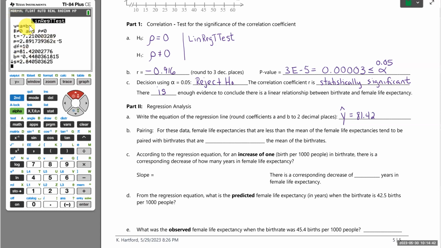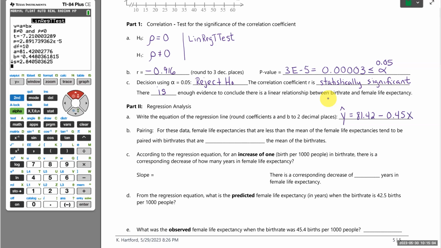All right, so it's A plus BX, but B is negative. So rather than writing plus a negative, I'm just going to write minus. And then B is negative 0.45 times our variable X.